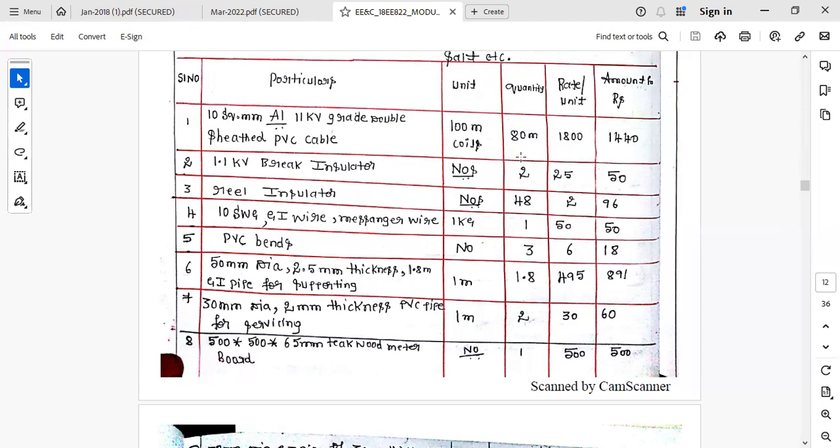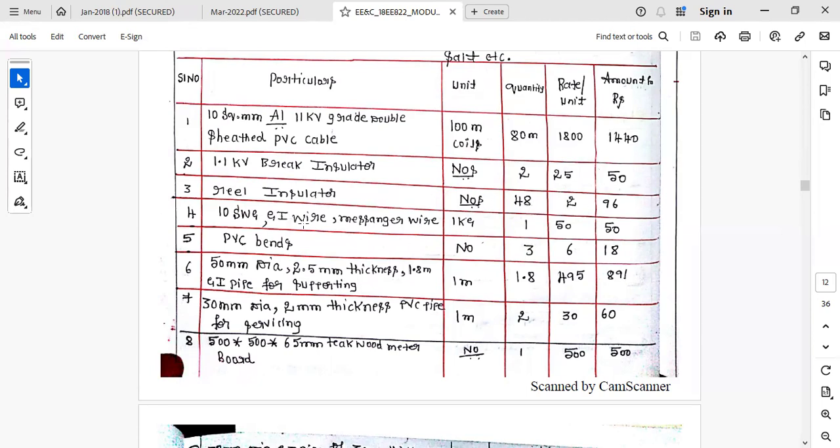1.1 kV brake insulator. How many numbers we require? Brake insulator numbers 2. 2 into 25 rupees per unit, that is 50. Reel insulator, how much required as per the calculation? The unit is number, 48 we required. 48 into 2 rupees, 96.